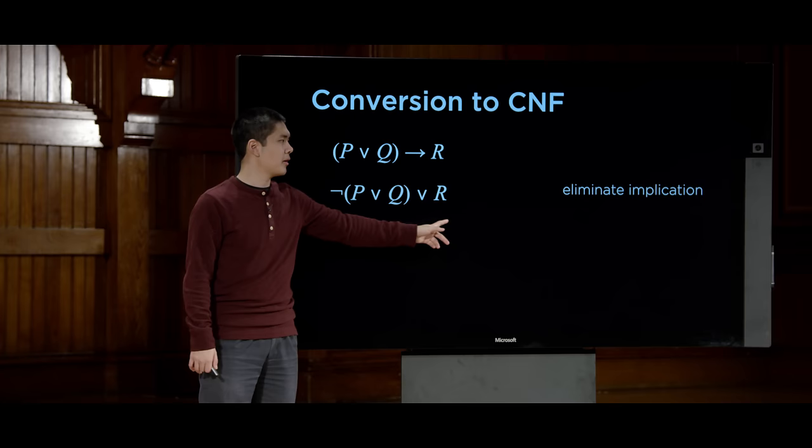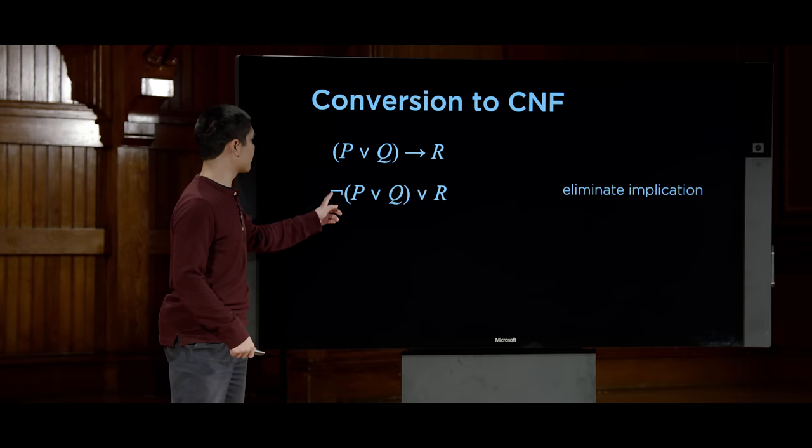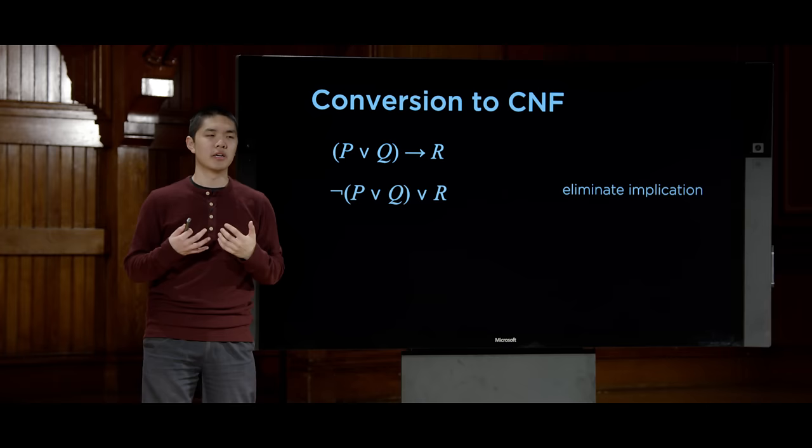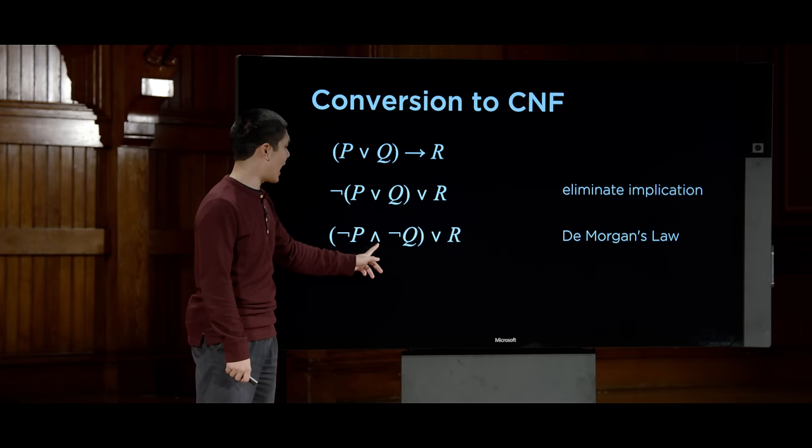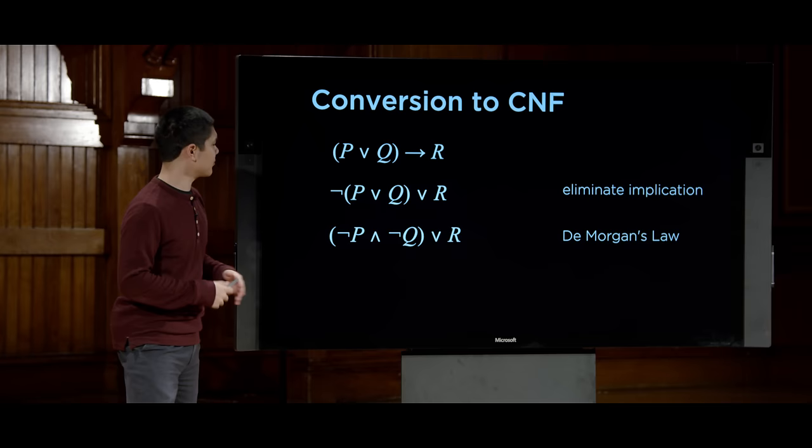So that's the first step. I've gotten rid of the implication. And next, I can get rid of the not on the outside of this expression, too. I can move the nots inwards so they're closer to the literals themselves by using De Morgan's laws. And De Morgan's law says that not (P or Q) is equivalent to not P and not Q. Again, here, just applying the inference rules that we've already seen in order to translate these statements.